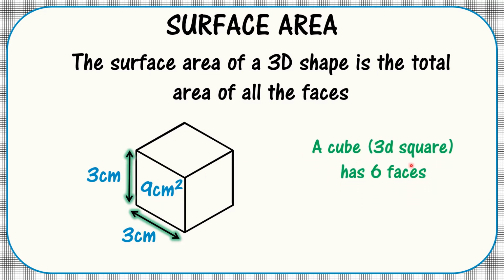A cube, which is a 3D square, has 6 faces. So as all of the faces are the same, if you found out the value of one face, all you would do is times this by 6. As a cube has 6 faces, you will do 9 times 6, which equals 54 centimeters squared.